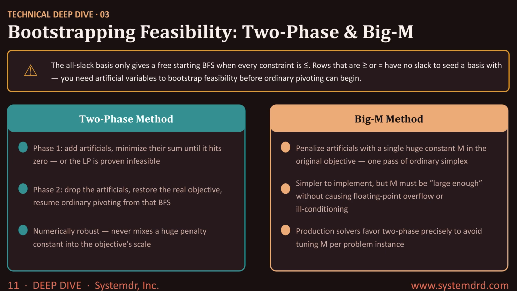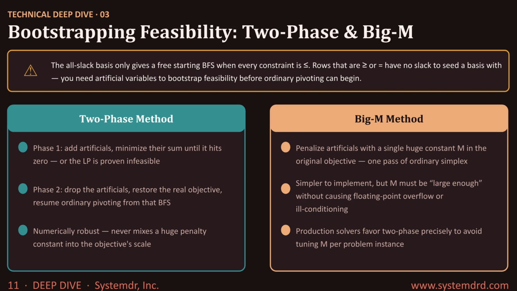The two-phase method handles this in, well, 2 phases. Phase 1 adds artificial variables and minimizes their sum until it hits 0, proving feasibility, or proves the LP infeasible if it can't. Phase 2 then drops those artificials, restores the real objective, and resumes ordinary pivoting from that feasible basis. It's numerically robust because it never mixes a huge penalty constant into the objective's natural scale.